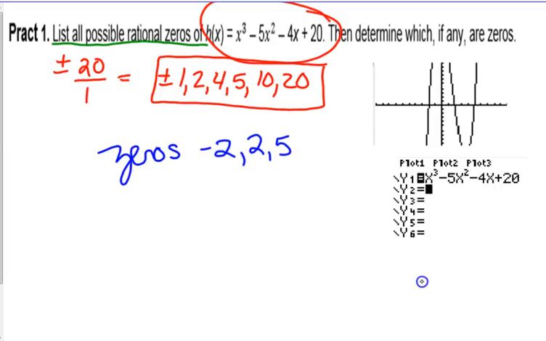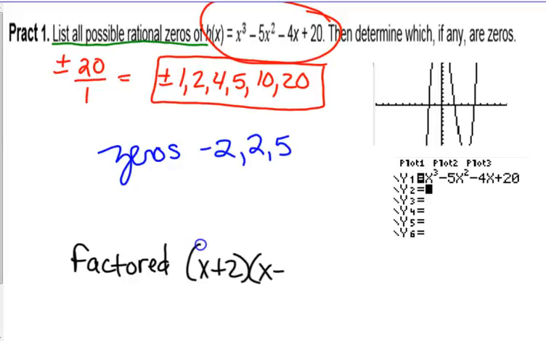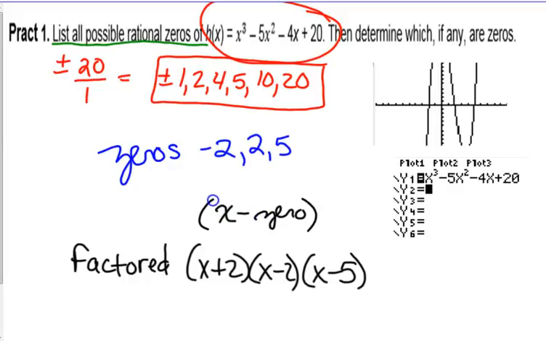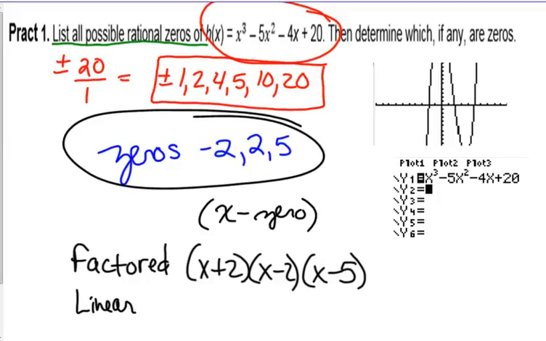All right. I wanted to say one more thing about this question. Later it's going to say write the factored form. What is the factored form of this? X plus 2, x minus 2, and x minus 5. It is always x minus the 0. Does everybody understand that? X minus a -2 became plus. X minus 2, x minus 5. All right, and these are also linear factors because there are no x squareds left. The question, though, just asked us to find the zeros, and we did by graphing.